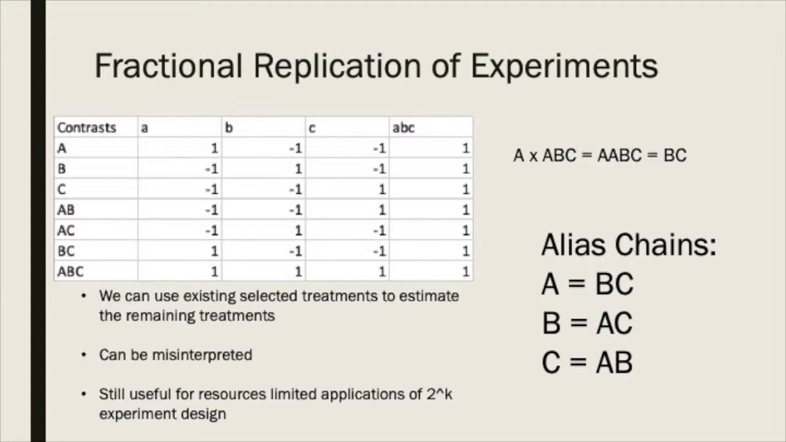We will also be estimating the control effect 0 using the interaction ABC, which may not always be a correct assumption. Despite the possible error, fractional replication is still a useful tool for engineers who want to take advantage of a 2 to the k factorial design, but do not have the resources to complete a full factorial experiment.